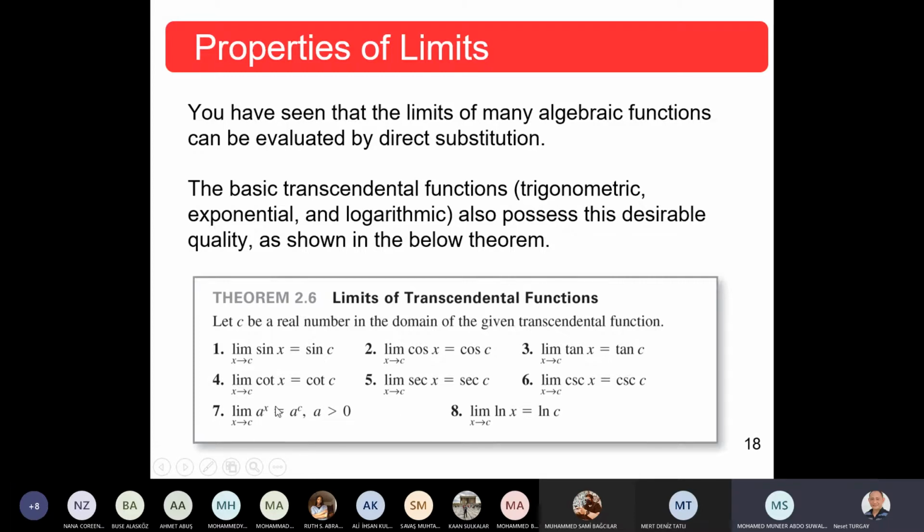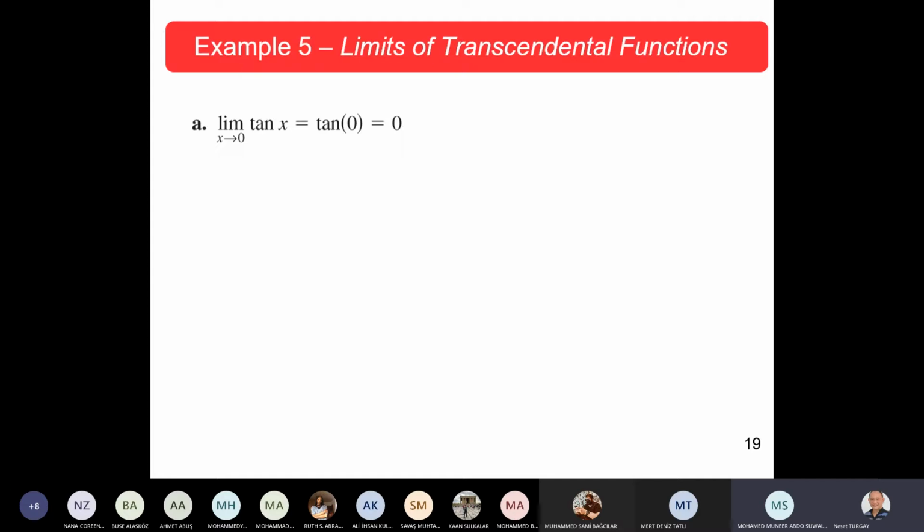This is an exponential function. You have a bigger than 0, a given number, okay? The limit of a to the power x, when x goes to c, is equal to what? a to the power c. The limit of ln x when x goes to c is what? ln c. Okay? So we have these equations. The limit of tan x when x goes to 0 is tan 0.